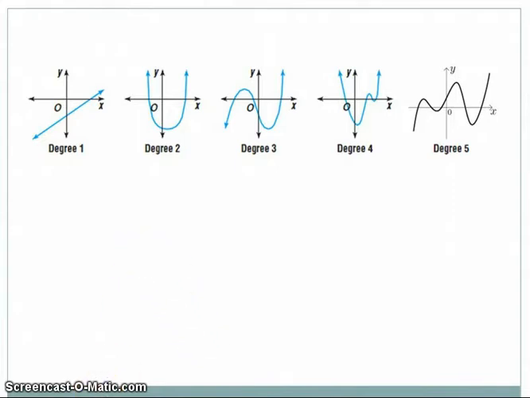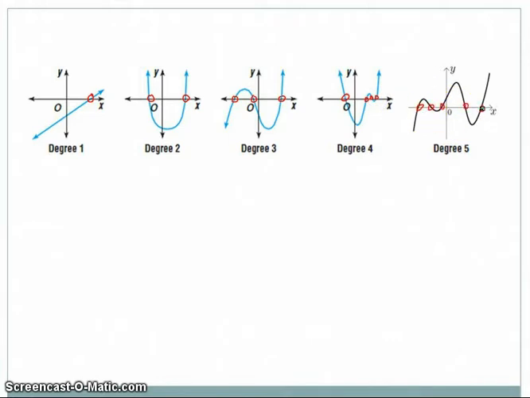Looking at the first graph, you'll notice that it passes through the x-axis one time. Degree 2 passes through twice. Degree 3 passes through 3 times. Degree 4, 4 times. Hopefully you're seeing a pattern here. Degree 5 passes through 5 times.